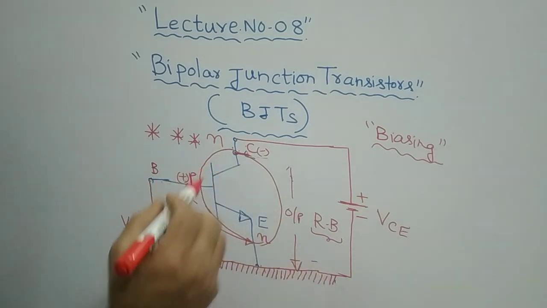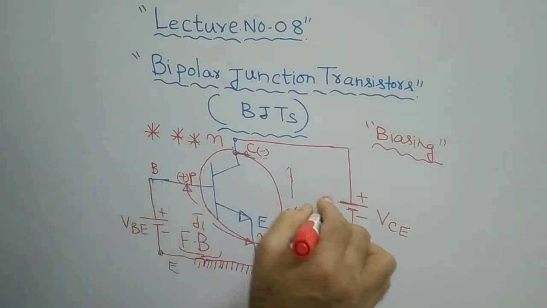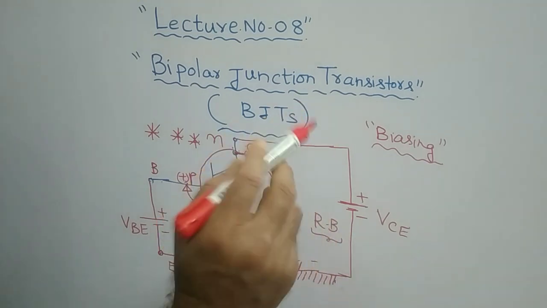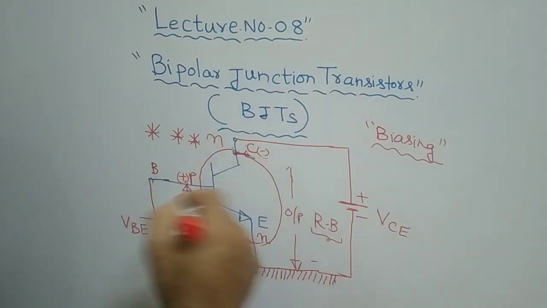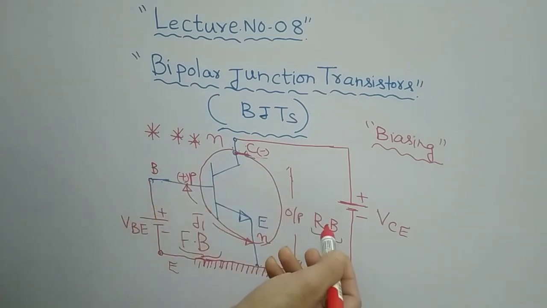So remember that. The input junction shall be forward biased, whereas the output junction shall be reverse biased. Remember that. This is a very important condition. Only in this condition will your transistor act as an amplifier.